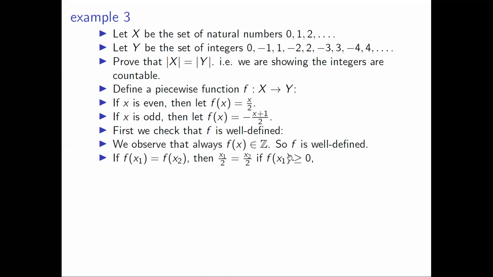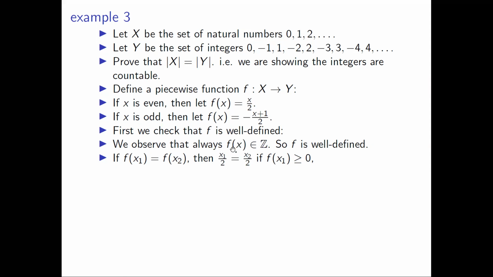If f of x1 is greater than or equal to 0, then also f of x2 has to be greater than or equal to 0 since they're equal. And that means that x1 over 2 must equal x2 over 2. Because if f of x1 is greater than or equal to 0, it means that f of x1 equals x1 over 2. And as we said, that means f of x2 is also greater than or equal to 0, which means that f of x2 equals x2 over 2. So this is how we get x1 over 2 equals x2 over 2.